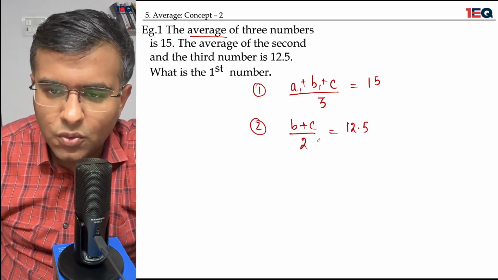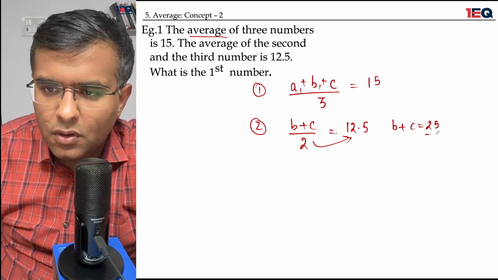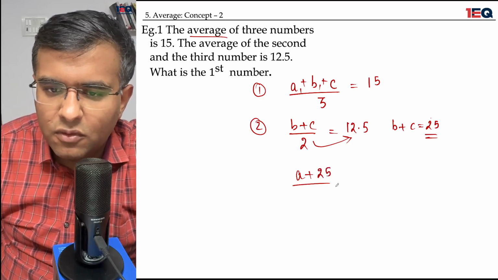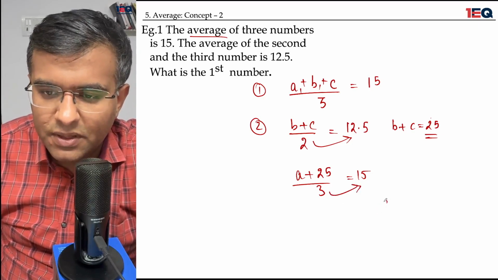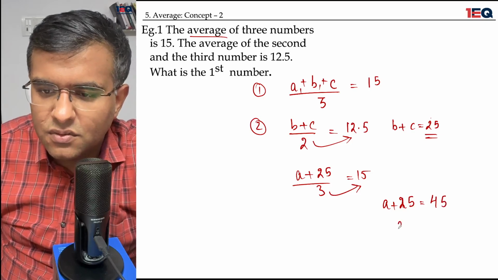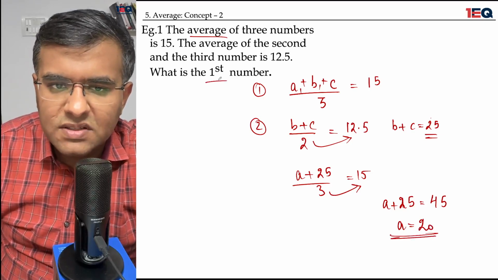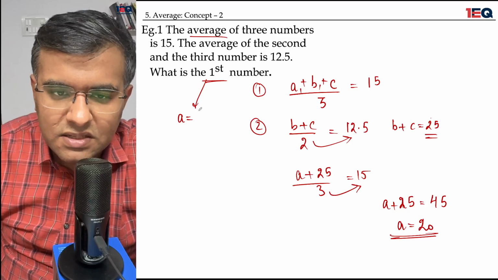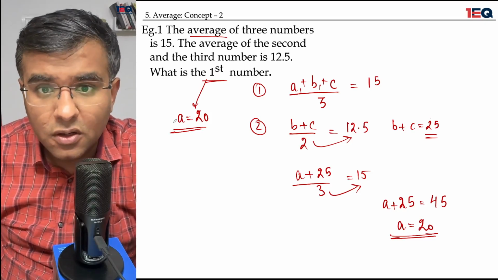B plus C upon 2, this 2 would go here and it would multiply. B plus C is equal to 25. I'll use this B plus C and put it over here. I'll quickly write A plus 25 whole upon 3 is equal to 15. This 3 would go here. Quickly follow the cross multiplication rule. A plus 25 is equal to 45. So the value of A comes out to be 20. So what is the first number? According to our calculations, the first number which was assumed to be A has a value equal to 20. I hope we are good here.